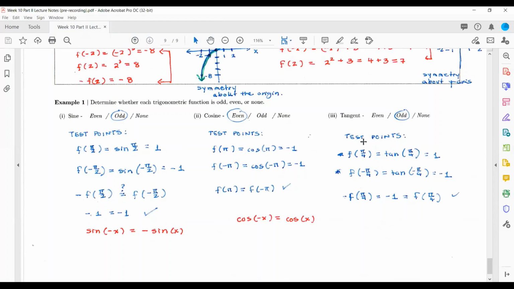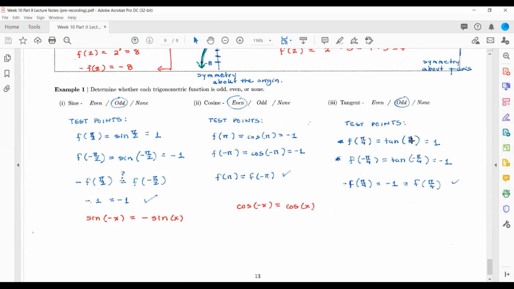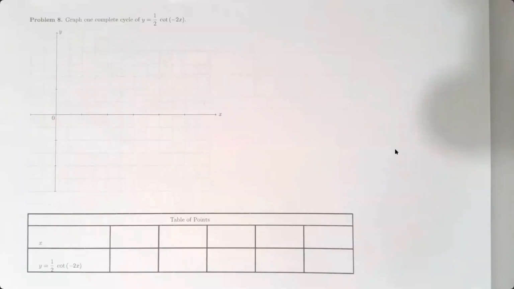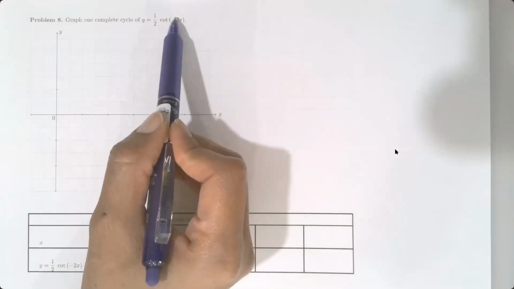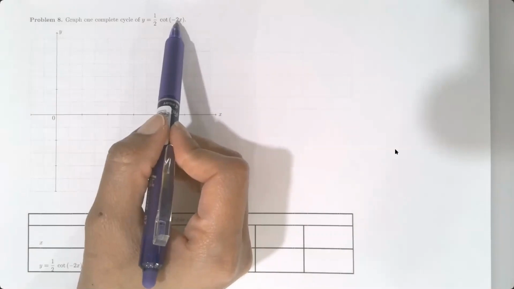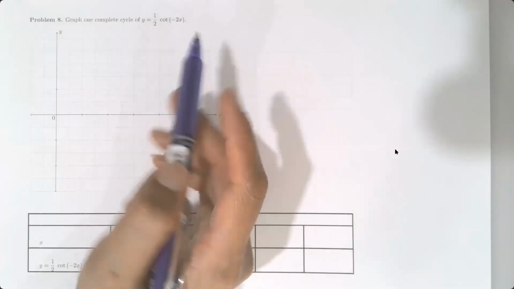In this, it told us that the tangent graph is an odd function. Odd means that whenever you have a negative in the argument, you can bring it out. The same is true about cotangent. That's going to be relevant to the problem we're doing right now, because in this problem we have a negative 2 times x, which is part of the argument of cotangent. So because it's odd, we are able to bring it out.